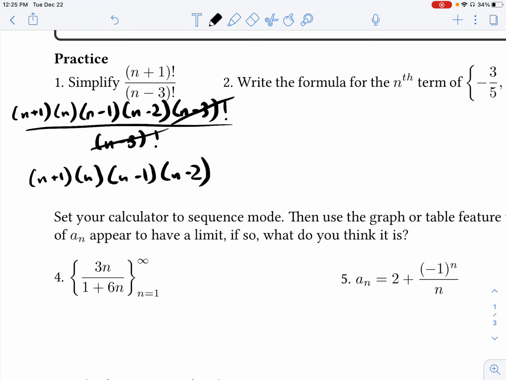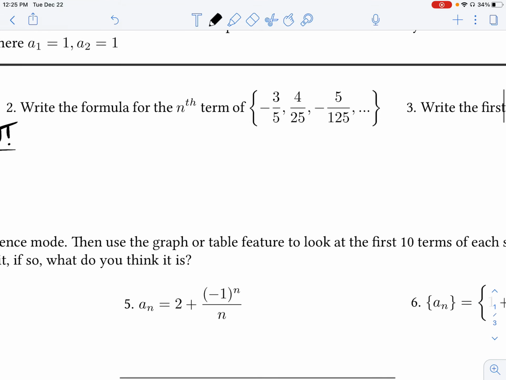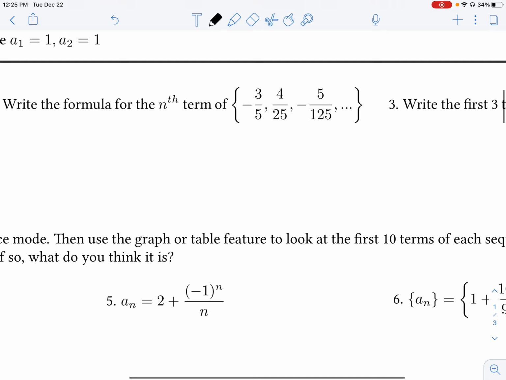All right, let's try number 2. For number 2, we're going to write the formula for the nth term of this particular sequence. We see that it is an infinite sequence, right? This notation here indicates that these terms are going to continue. So what we want to do is come up with the nth term. In other words, we want to come up with what we think the function actually is. So we're going to say a sub n is equal to, and we've got to come up with this here.